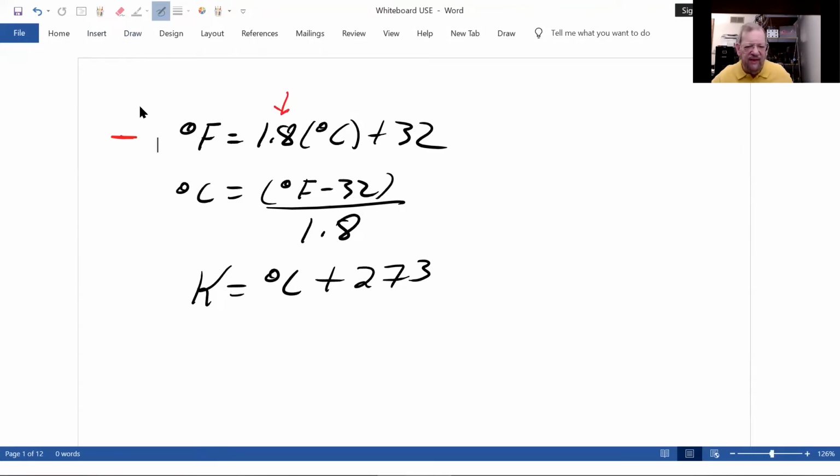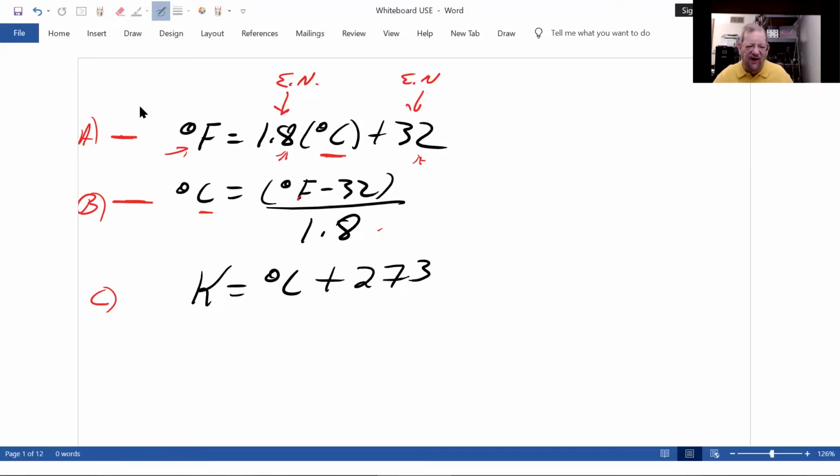Remember, 1.8 and 32 are exact numbers, and they do not play a role in how many significant figures your answer has. Therefore, whatever number of significant figures you're given for C should be how many significant figures your answer has. This one now, let's call this A, B, and C. We look at formula B, degrees C equals degrees F minus 32, divided by 1.8. Oh, by the way, I should have mentioned up here, you do the multiplication before you do the addition.